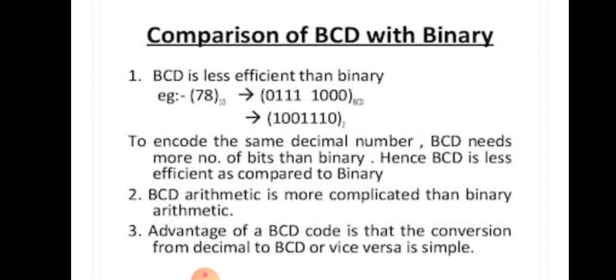The second point is that BCD arithmetic is more complicated than binary arithmetic. While calculating, many times we can get an invalid BCD code. That's why the arithmetic is more complicated for BCD as compared to binary. And the third one is the advantage of BCD code: the conversion from decimal to BCD or vice versa is simple. This is the advantage of BCD. So this is the comparison of BCD with binary.